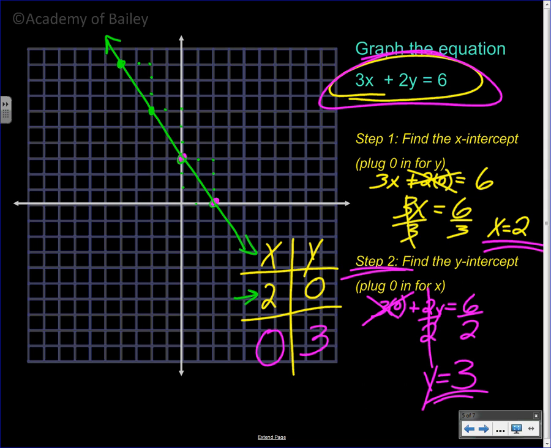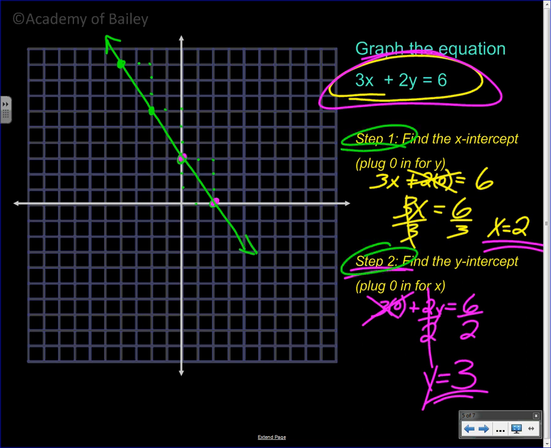So we have just graphed using the intercepts. With this method, you calculate the intercepts with 2 points. The table method, we calculated more than 2 points just to make sure we got a straight line. So all you have to do is remember the steps. Step 1, step 2, and you can graph using intercepts.